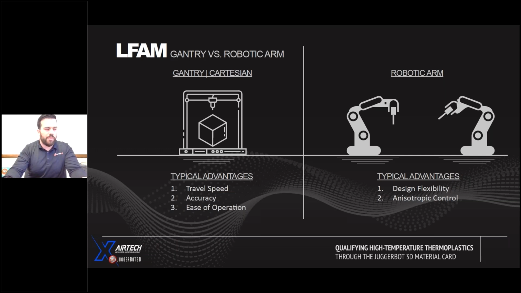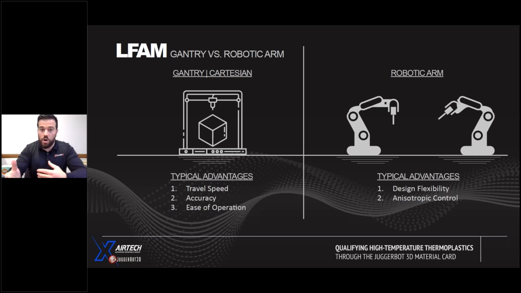And so some of the more generally accepted advantages of a gantry system would definitely be, because of the construction of a gantry system, faster travel speeds and more accuracy in the printing process. And then the last thing for a typical advantage on our gantry system is the ease of operation.